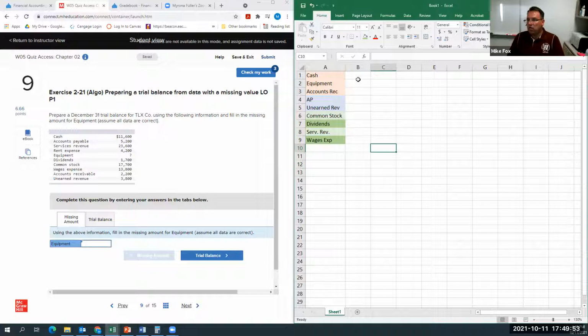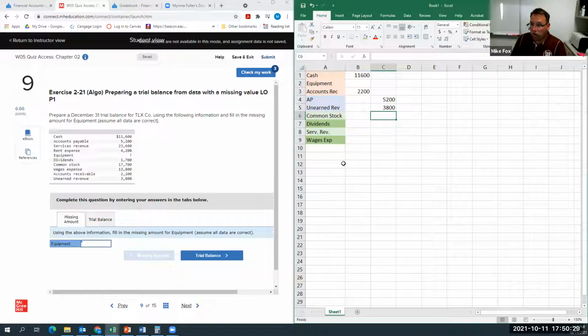So this is going to be the order things will be in when I do my trial balance. Now that I have them sort of separated, I know my asset accounts will have debit balances. So my cash will have 11,600. My equipment, that's the one I don't know. My accounts receivable had a balance of 2,200. My liability accounts will have credit balances. So my accounts payable will be 5,200, and my unearned revenue will be 3,800.